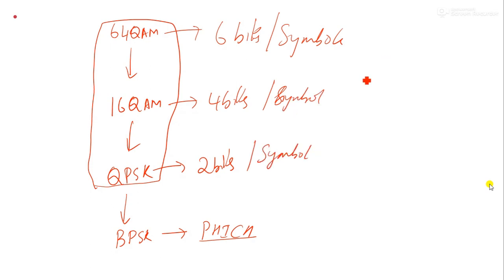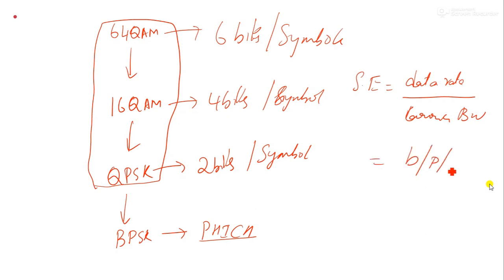Whenever we are calculating something called spectral efficiency, we need to check how much data rate we are getting for whatever modulation scheme, divided by the actual carrier bandwidth. So what will be the unit? The unit will be bits per second per hertz. This will be the unit for spectral efficiency.